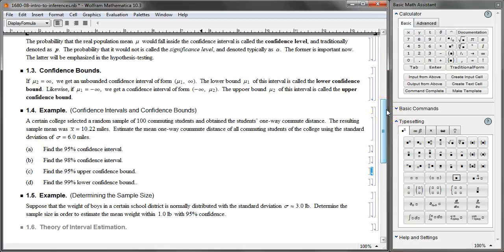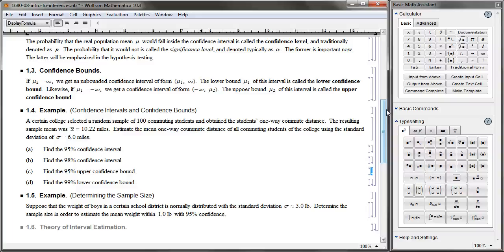Let's see, do we have enough time for another? Yeah, let's go over to 1.5, determining the sample size. Suppose that the weight of boys in a certain school district is normally distributed with a standard deviation of about 3 pounds. Determine the sample size in order to estimate the mean weight within 1 pound with 95% confidence.